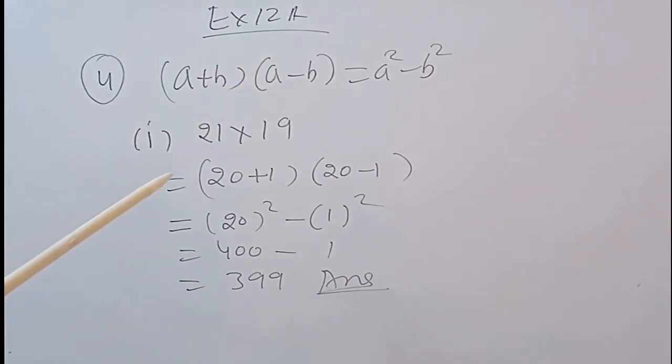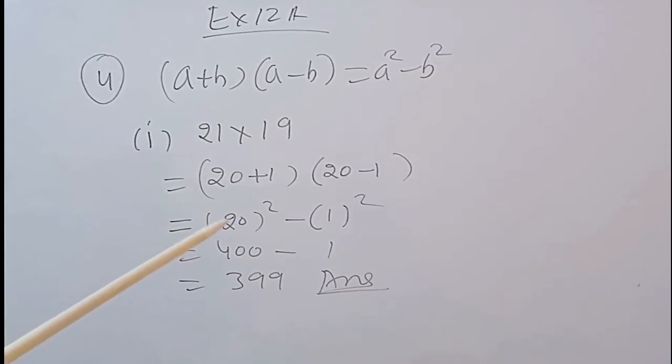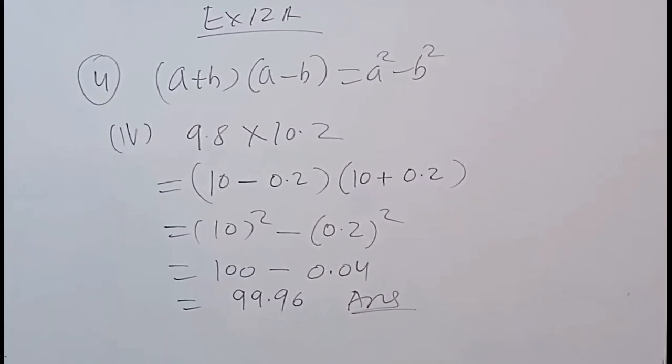That is 20 plus 1, 20 minus 1. That will give 20 square minus 1 square. So 20 square, that is 400, and 1 square, that is 1. So 400 minus 1, we will get 399. So 399 is the answer of 21 into 19. So in that manner, using the product a plus b, a minus b equal to a square minus b square, you can solve the product of 21 into 19.